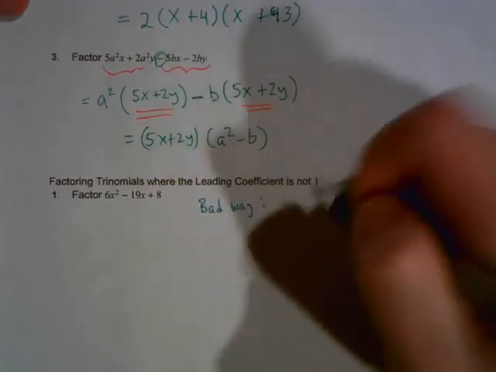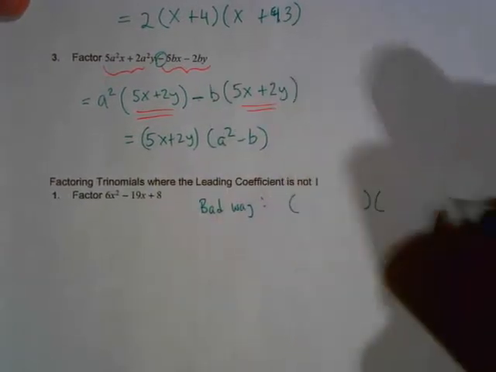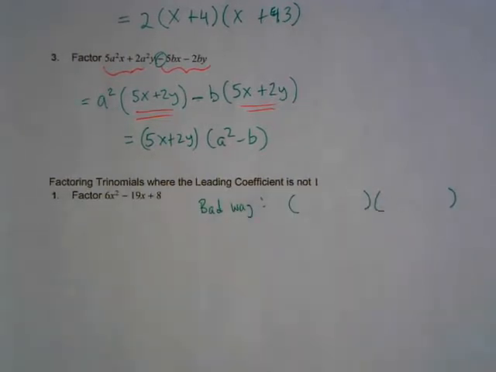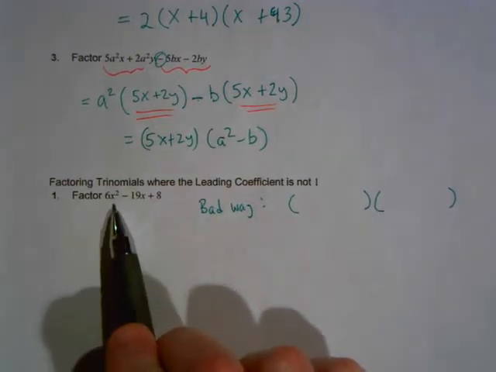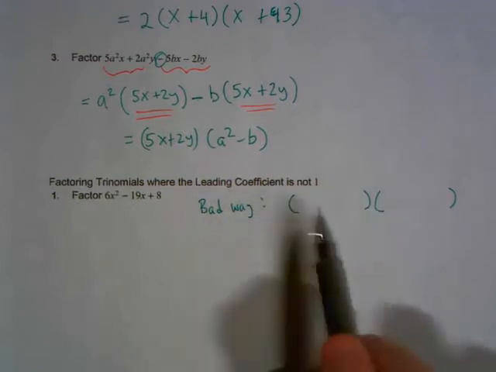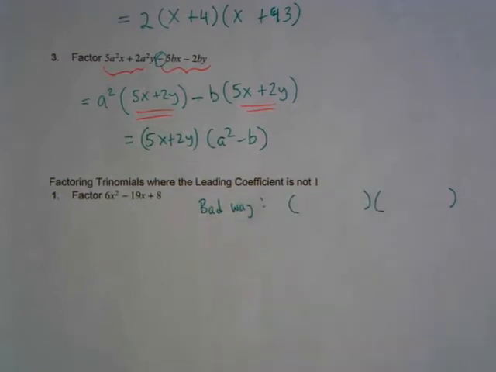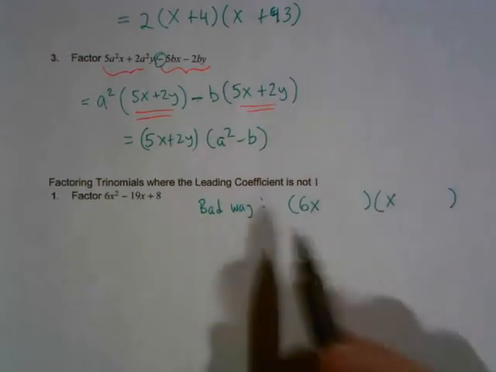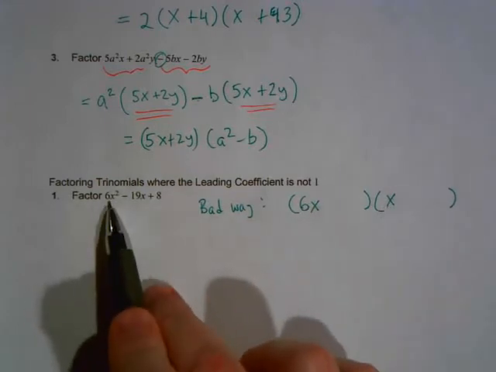The bad way is we simply guess. We know that a trinomial generally factors into two binomials. We have a 6x squared in the front here. To get 6x squared, I could possibly use a 3x and a 2x, or I could use a 6x and a 1x. And the reality is there's no way to know which one is the right one. So I'm going to guess, and that's what we do. I'm going to guess it's the 6x and the 1x. 6x times 1x would give 6x squared.